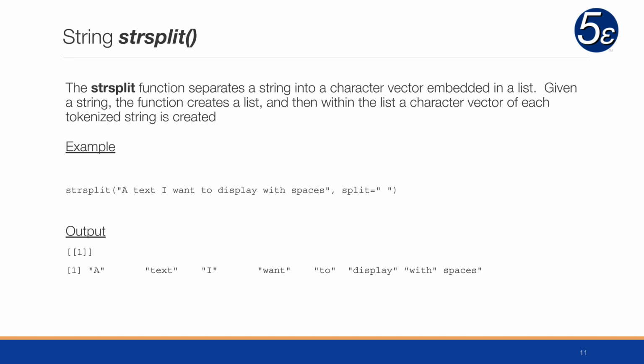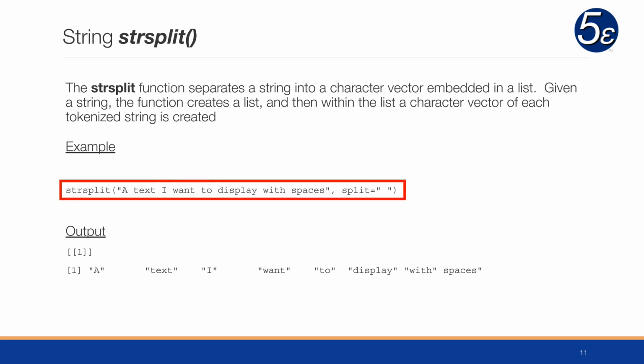strsplit is a function that separates a string into a character vector and embeds it into a list object. Given a string, the function creates a list, and then within the list, each character vector is a tokenized string that's created. So here we have an example. strsplit of this whole string, "a text I want to display with spaces." It's going to split this based on the spaces. If we had a series of commas between each token, we'll call the group of characters a token. It could split it based on a comma or a colon or a pipe, any other symbol you may want. But here we'll choose the space.